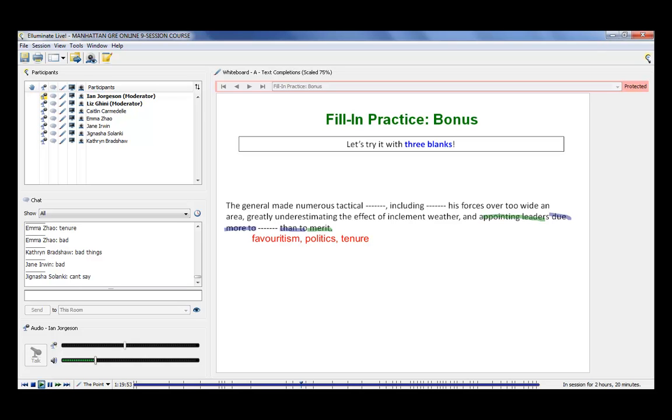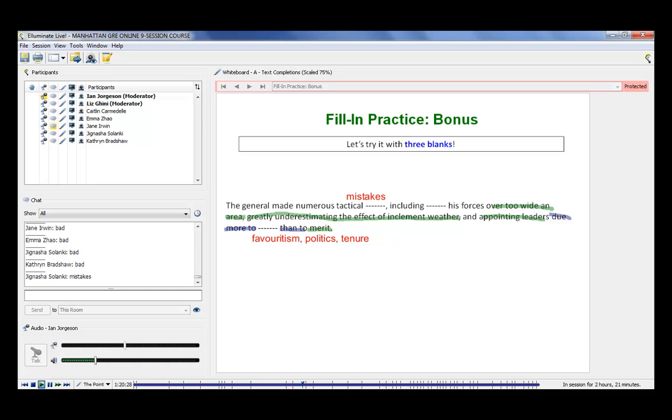His forces over too wide an area, okay, underestimating the effects of inclement weather, okay, too wide an area. Are these good things or bad things? Is underestimating a good thing or bad? So now I'm feeling more confident that I'm able to go back and say that he made numerous tactical, maybe mistakes. I don't know. What do you guys think? Do you like mistakes, errors, problems, right?